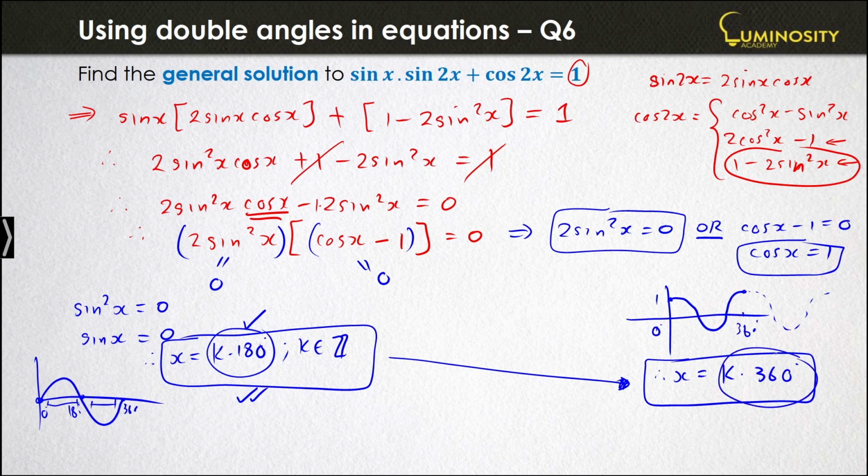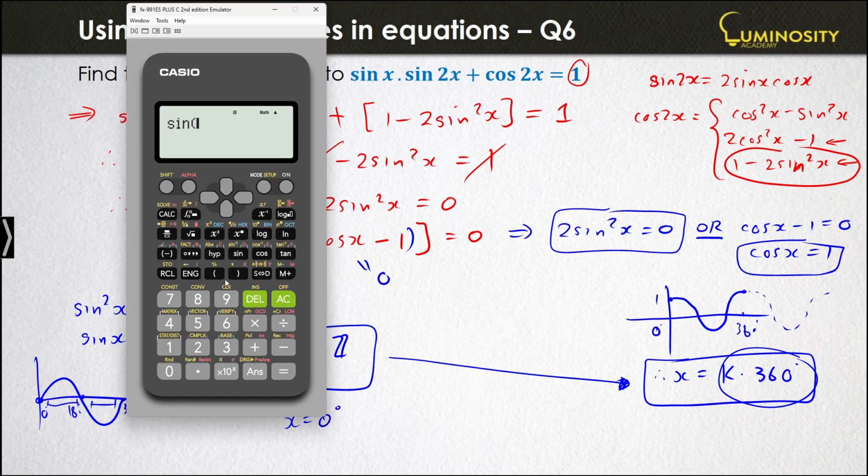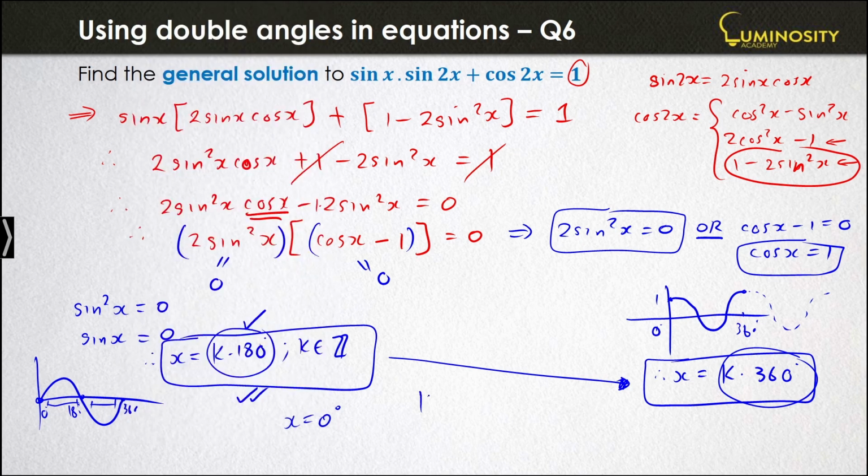All right, and you can test it, right? If you take k equals 0, then you get 0 degrees on both sides. So if we plug in 0 degrees into the original equation, do we get 1? Let's go ahead and check. So sine of 0 times sine of 2 times 0 plus cos of 2 times 0, we get 1. Awesome. What happens if I put k equals any integer, let's say 7? Then I'm going to have 7 times 180 degrees, or I could do 7 times 360 degrees. Both would be valid solutions.